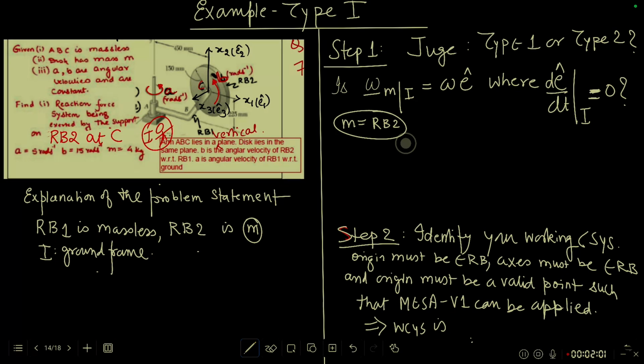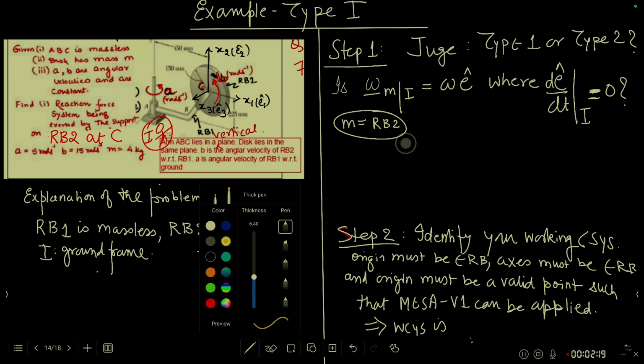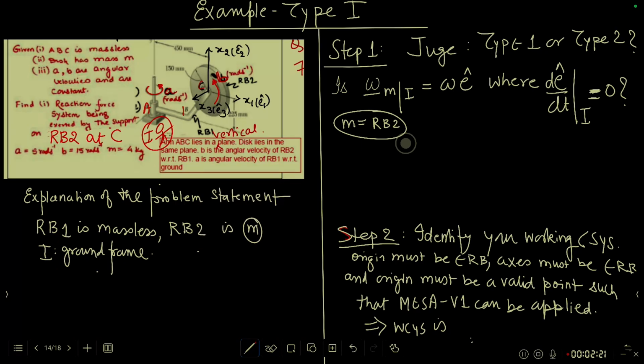Next, I want to solve a problem of type 1. This is the problem statement shown on the slide. ABC, points A, B and C, are points on a massless rod. I am calling that RB1.